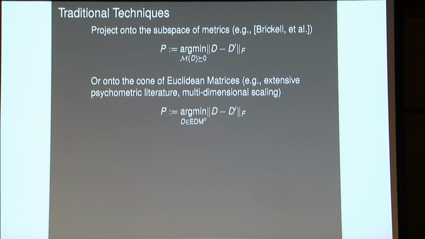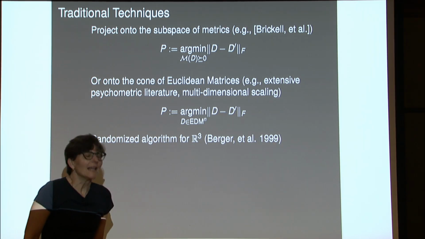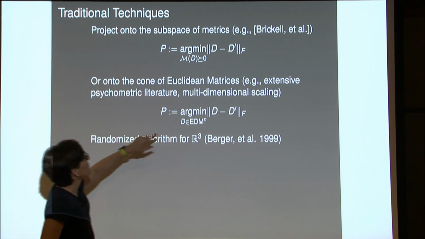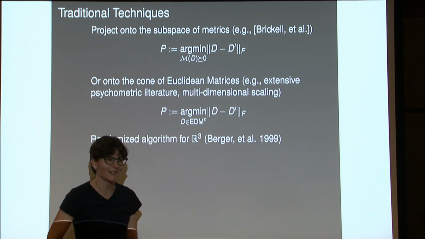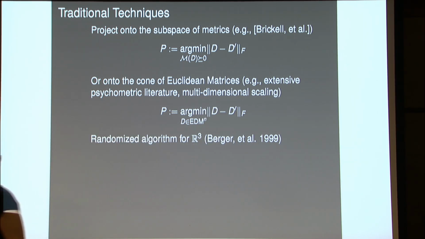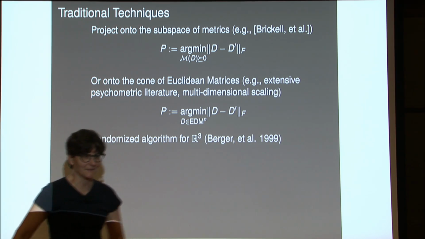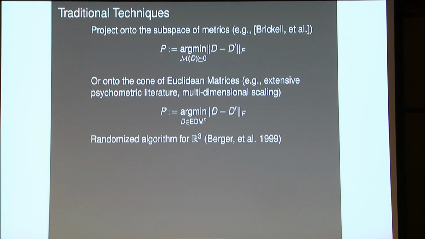Multidimensional scaling is still used. It's a fantastic algorithm. There was also a randomized... It's not a cone unless you square the distances. Yeah. You notice I said Euclidean distance matrices, Euclidean matrices. Yes, there's quite a difference. Right, I'm sweeping that detail under the rug.